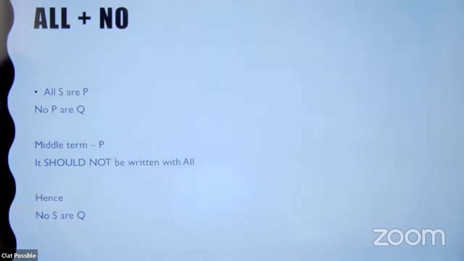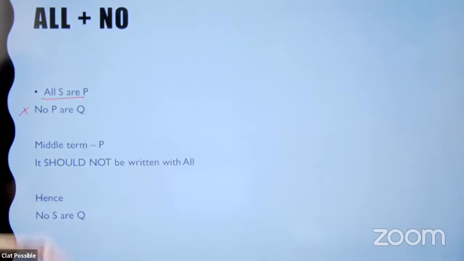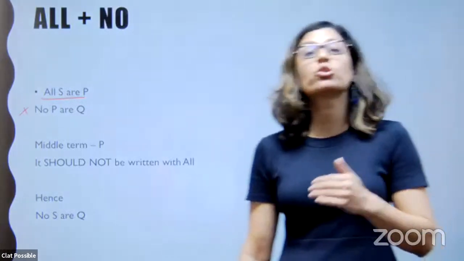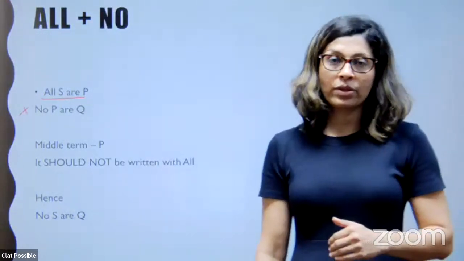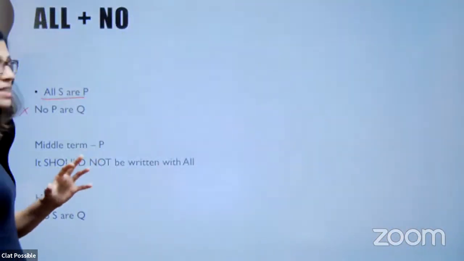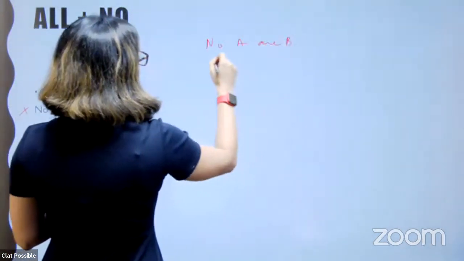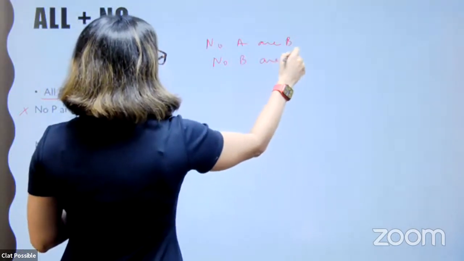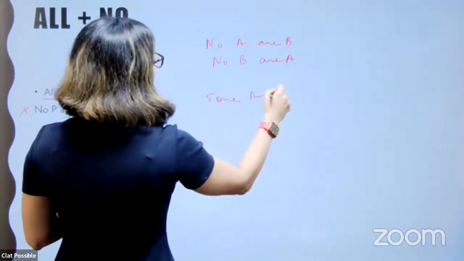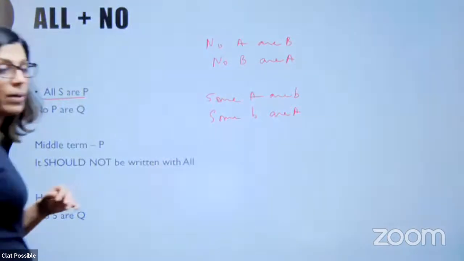Now, when we are doing all plus no, I want you to focus on the all statement and not the no statement. Why? I'll give you the reason. Since we began this class on the premise that you should know what we are doing and you should know where these rules are coming from. Right? So, as far as no and some statements are concerned, I told you that no statement can be written both ways. And I told you some statements can be written both ways. Do you remember?